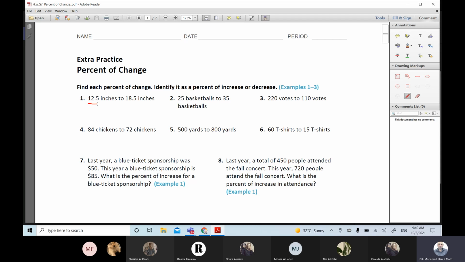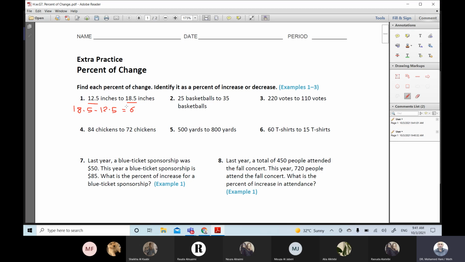Here we have 12.5, then here we have 18.5. So we have increase or decrease? Increase. Increase, great. So at the first, we want to find the amount of increase. So we can write 18.5 minus 12.5. So 18.5 minus 12.5 will be 6. So 6 the amount of increase.